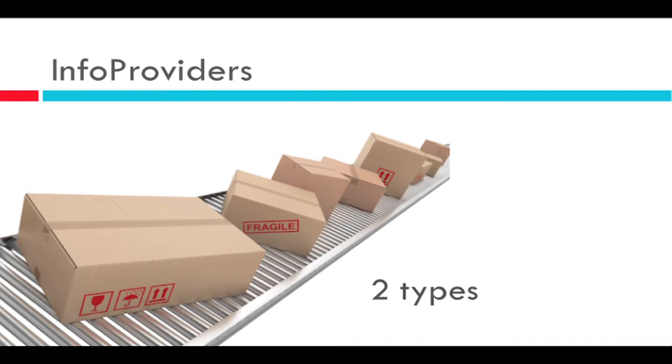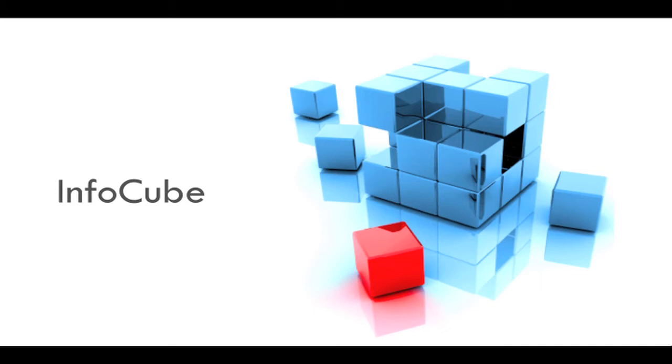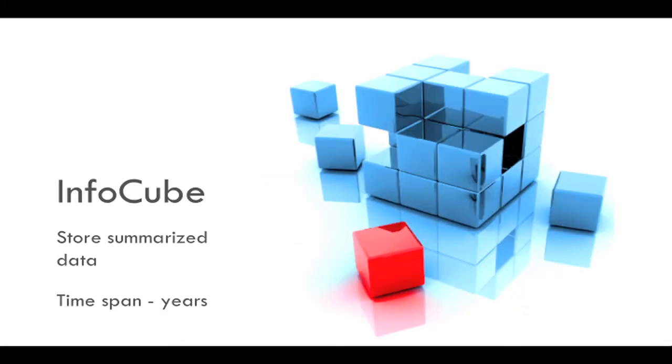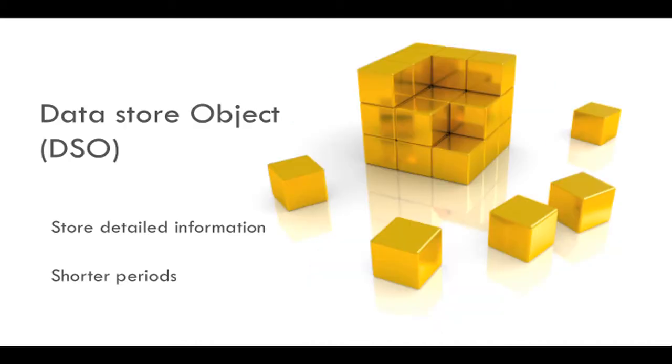So there are two types of InfoProviders. The first one is called the InfoCube, and the second is called the Data Store Object, a DSO in short. An InfoCube is used to store summarized data for long periods of time, and this can be in years. Data Store Object, on the other hand, is used to temporarily store data, and this is more detailed data. This can be in the form of a snapshot for last year's sales figures, for example.